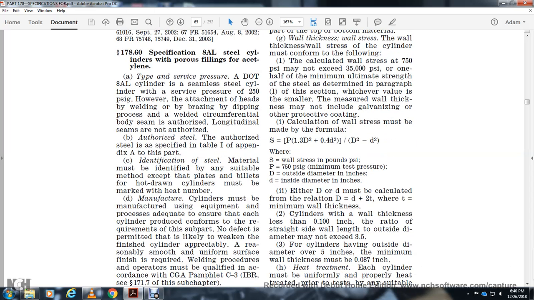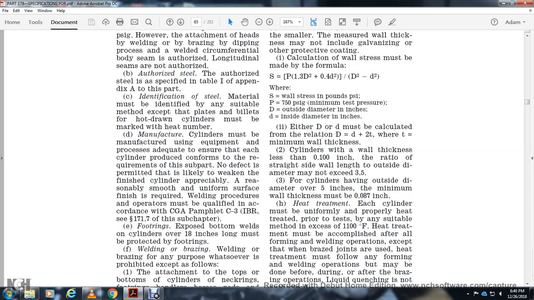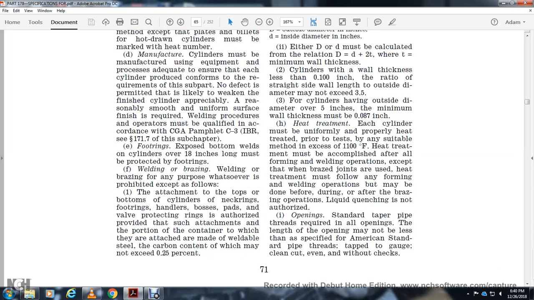The operator must be qualified in accordance with the CGA C3 standards. Foot rings: cylinders over 18 inches long with exposed bottom weld must be protected with foot rings. Welding, brazing for the purpose of attachment is prohibited except as follows. Attachment to the top or bottom of the cylinder with the neck ring, the foot ring, the handle, the boss or pad, or the valve protection ring.